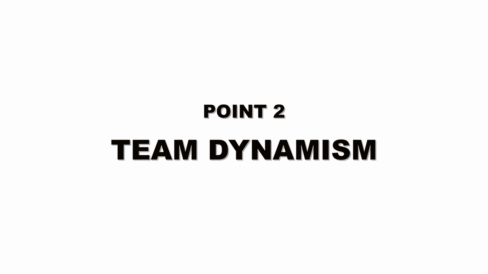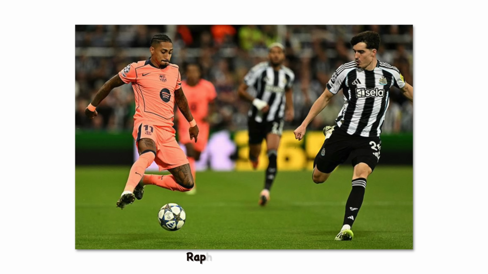Okay, so my second talking point is team dynamism. Now, to demonstrate this, I want to focus on four players. And the first one, Rafinha. So Rafinha started on the right just like he did against Newcastle. And if you remember my analysis of that, I said he knows that he can't really take on players like Lamine Yamal would. But what he does is he's extremely intelligent at playing to his strengths.